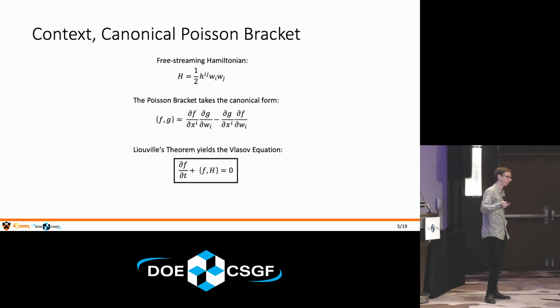With using canonical coordinates, we're guaranteed that our phase space is incompressible for this problem and that we have an associated Liouville theorem. And that means we have a Vlasov equation. So this is what we're discretizing as our canonical Poisson bracket. And then this is what we're evolving, our Vlasov equation.